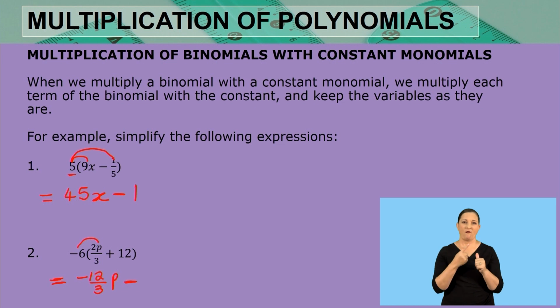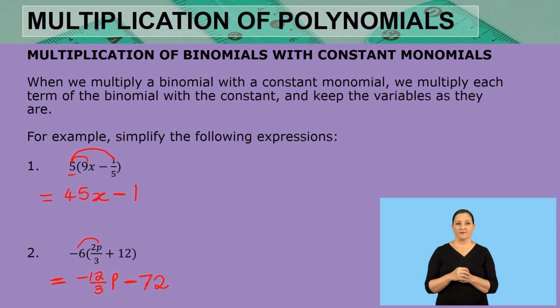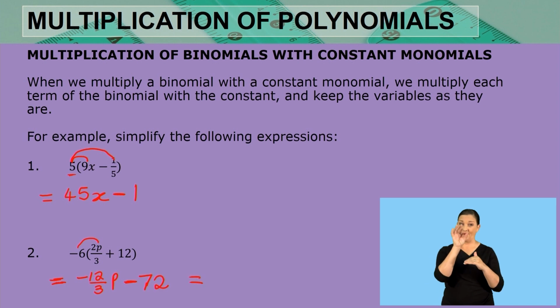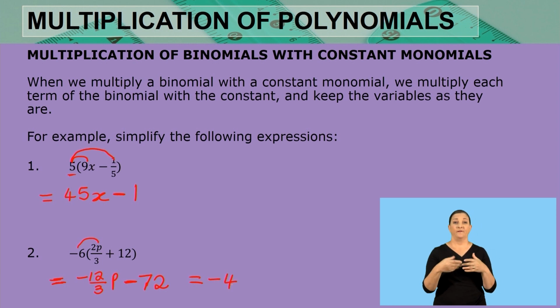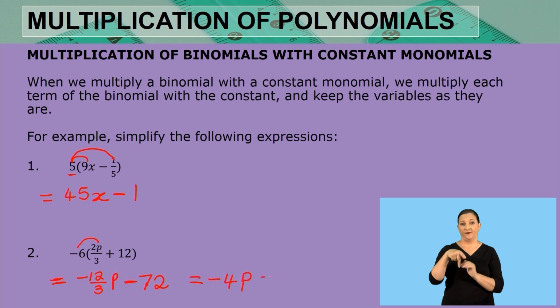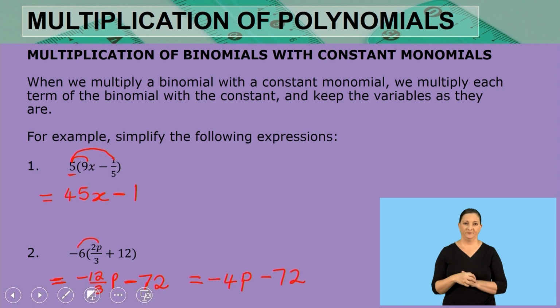We know that our answer there is going to be 72. Right? But because that fraction needs to be simplified, or we can just say, what is negative 12/3? That just gives us negative 4p and minus the 72.